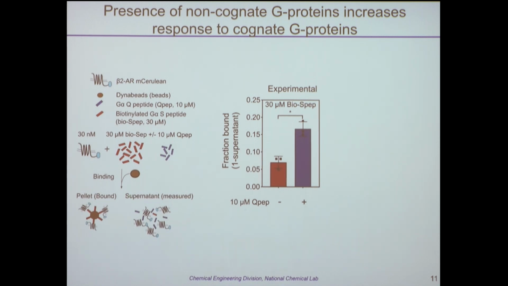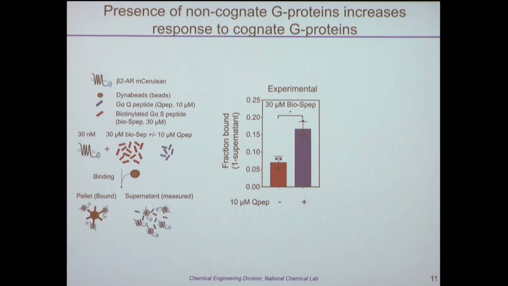The G protein itself is of two types. One is the cognate G protein, the native one, and the other is a non-cognate one. So obviously, if the cognate binds, you get a larger extent of activation. If the non-cognate G protein binds, you get a lower extent of activation. However, the interesting observation was that if you pre-treat with the non-cognate and then add the cognate, you get a higher activation than if you just have the cognate.